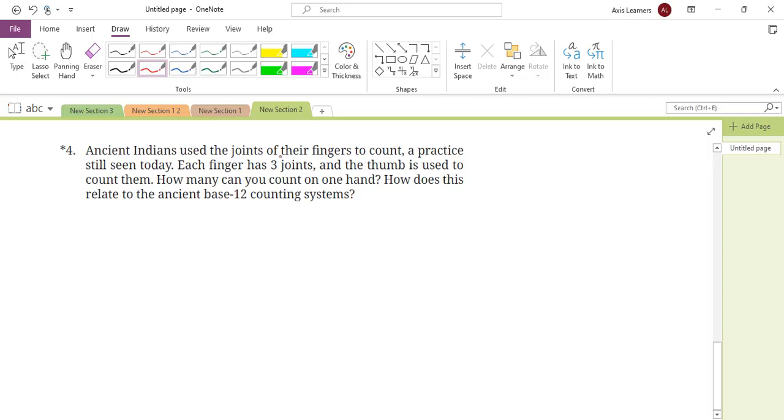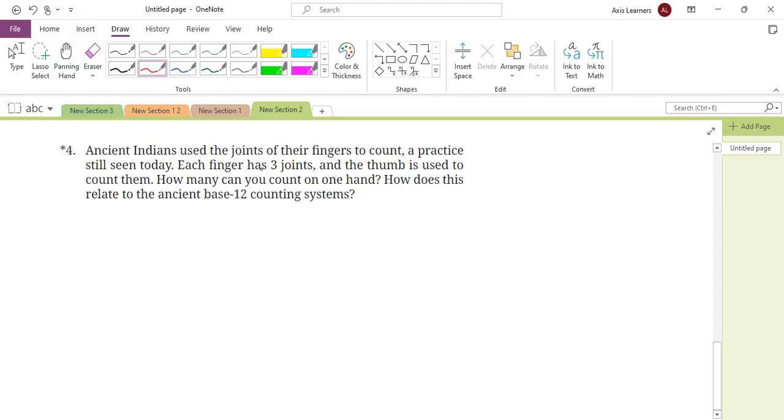Ancient Indians used the joints of their fingers to count, a practice still seen today. We also have this practice, right? We can see some students, some kids, use their fingers to count. Even we did this when we were in 7th or 8th. We use our fingers to count numbers, for multiplication or addition.